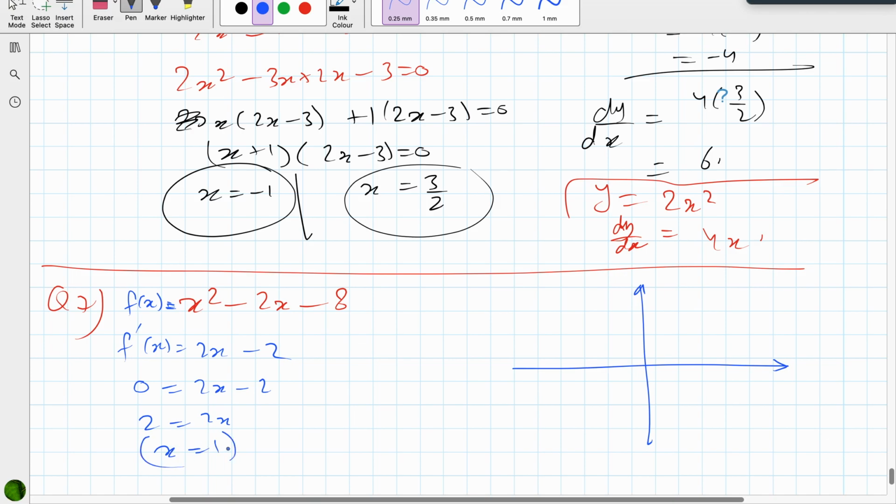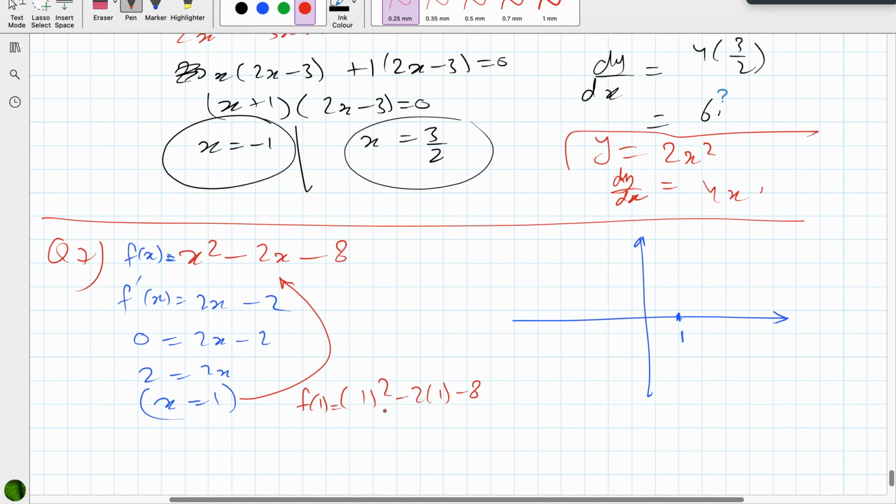I know that it gives the turning point at x is equal to 1. And when x is 1, I'm substituting it in the main equation and checking that 1 square minus 2 into 1 minus 8. I know that this is minus 9. When x is 1, y is minus 9. So this is my turning point. Without going into the double derivative, I know that the coefficient of x square is positive, so it will be a smiley face.